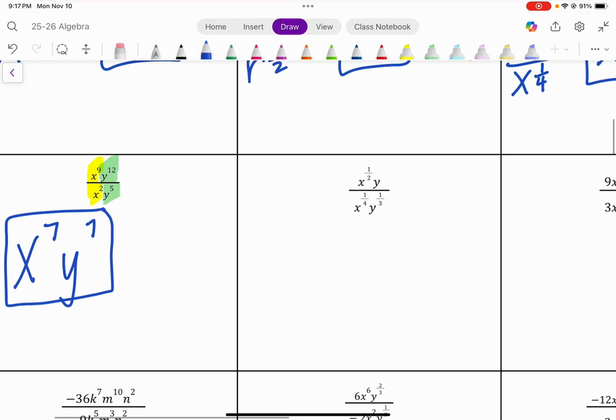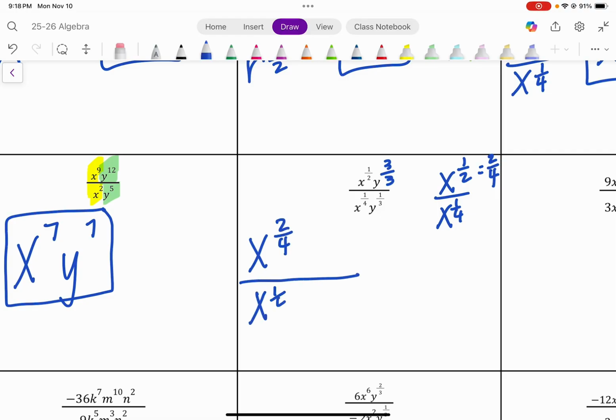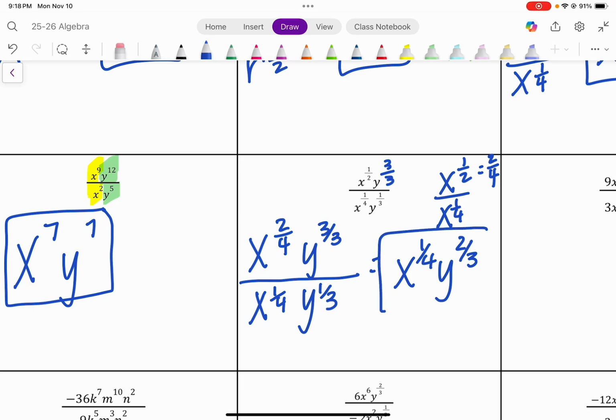And this one I have x to the 1/2 over x to the 1/4, and for y, I'm going to make that y to the 3/3. I need to write a common denominator for x to the 1/2 divided by x to the 1/4, so I only have to change the 1/2. I'm going to make it 2/4. So x to the 2/4 divided by x to the 1/4, and y to the 3/3 divided by y to the 1/3 equals x to the 1/4 y to the 2/3, because we subtract those exponents.